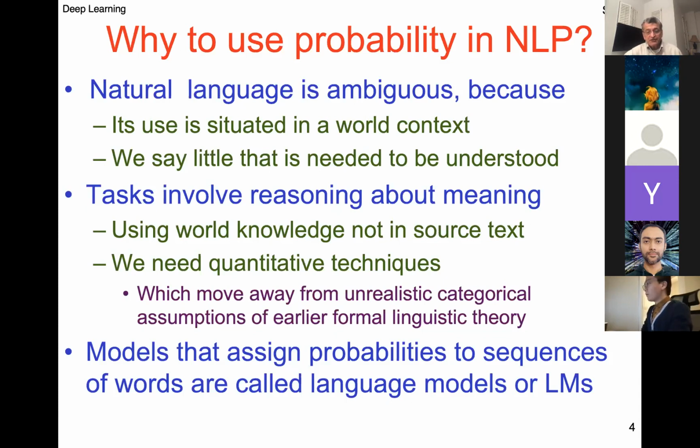And the tasks involve reasoning about meaning. So that is another reason to use probability. We want to reason about meaning using world knowledge, not in the source text. And we need quantitative techniques. So we want to move away from the unrealistic categorical assumptions of earlier, former linguistic theory. Previously, we used to think that a grammar generates these sentences one after the other, so those would be categorical assumptions. And so this is more quantitative, probabilistic. So people use these kinds of words. And models that assign probabilities to sequences of words are called language models, or LMs, right?